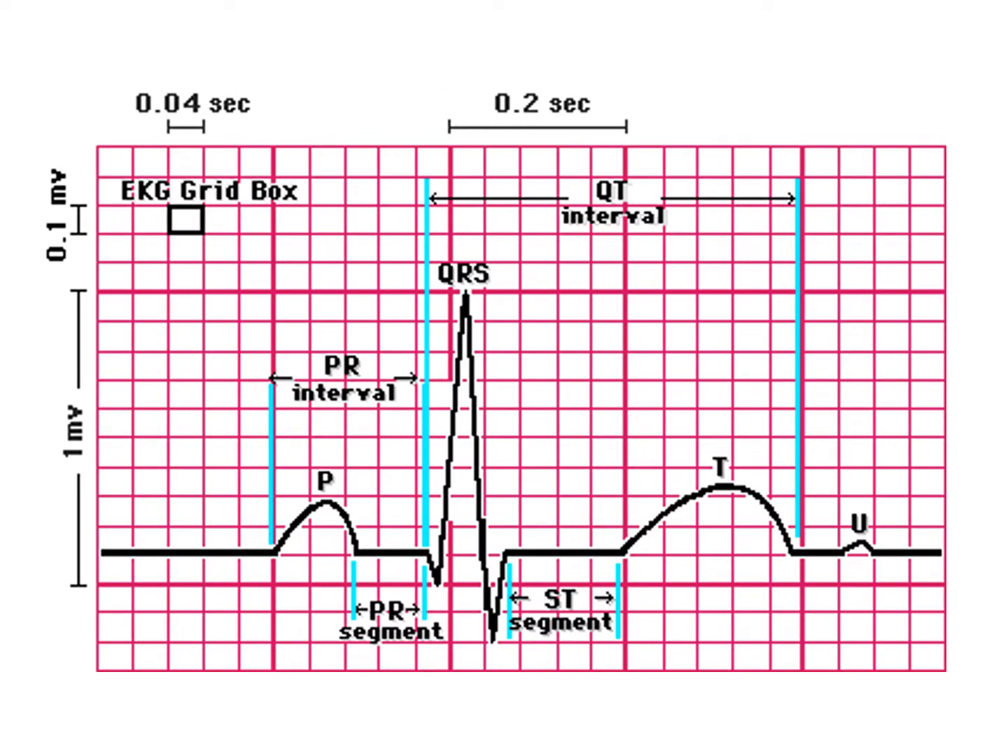Okay, so here we have a close-up look of that single heartbeat and also the grid. We know we have a large box, and within that we have small boxes. This will also allow us to know where to begin our measurements and end our measurements when we're talking about the duration of these various intervals. So this would be a very nice slide to come back to because it will be very helpful as we begin our measurements.